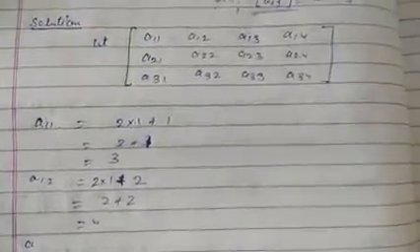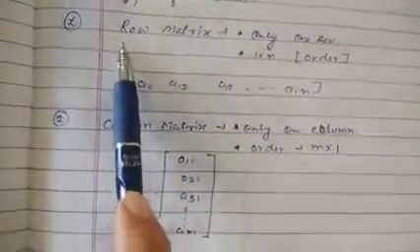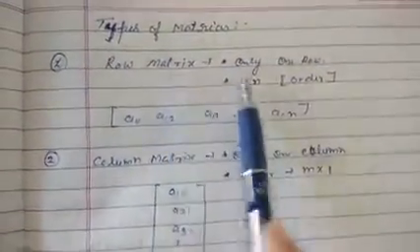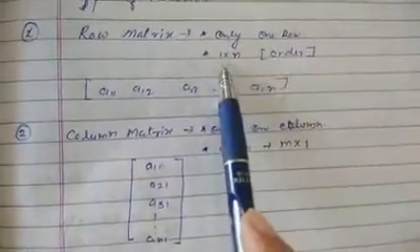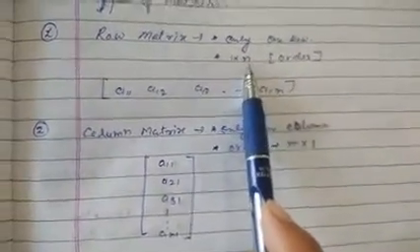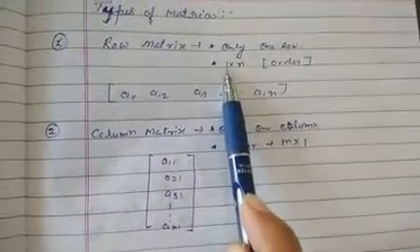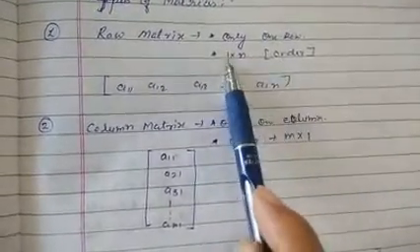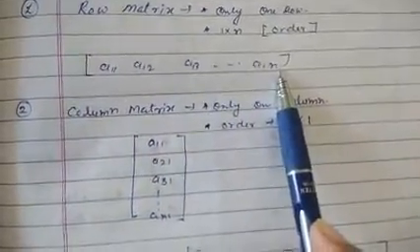So now we have to discuss the types of matrices. See, the row matrix has only one row. We just have to write 1 into n. It means it has only one row, so the order is 1 into n: A11, A12, A13, dot dot dot, A1n.